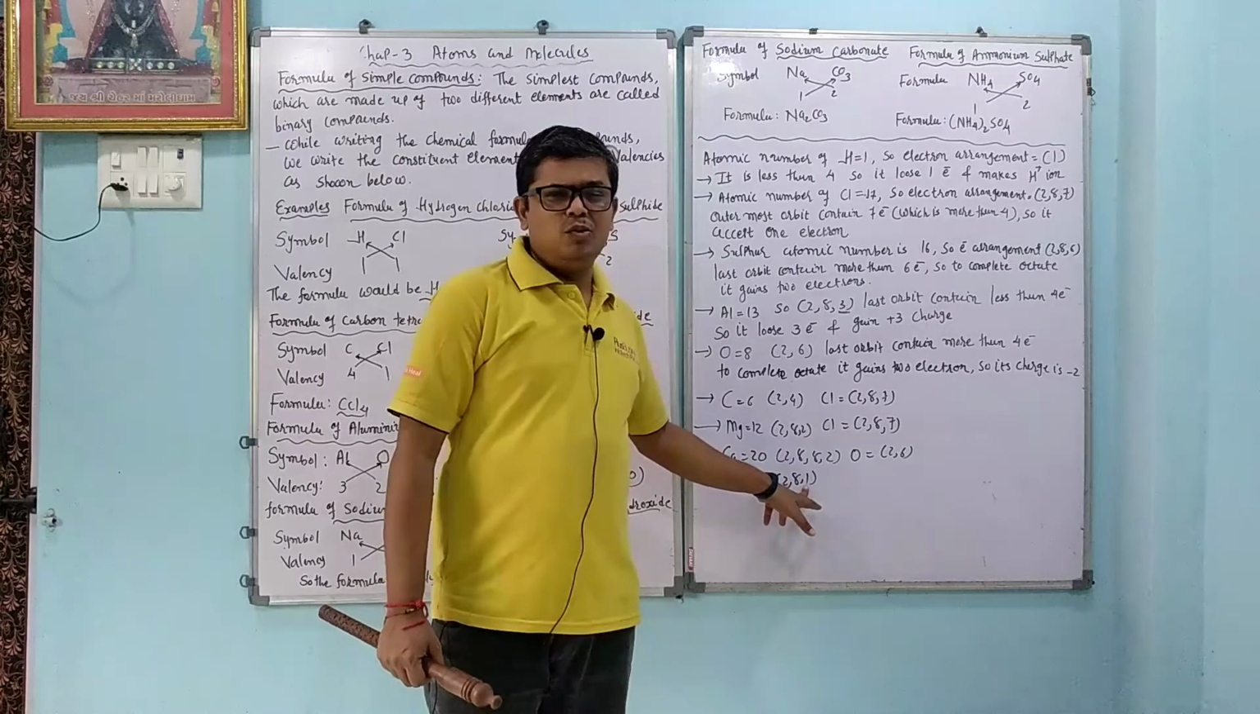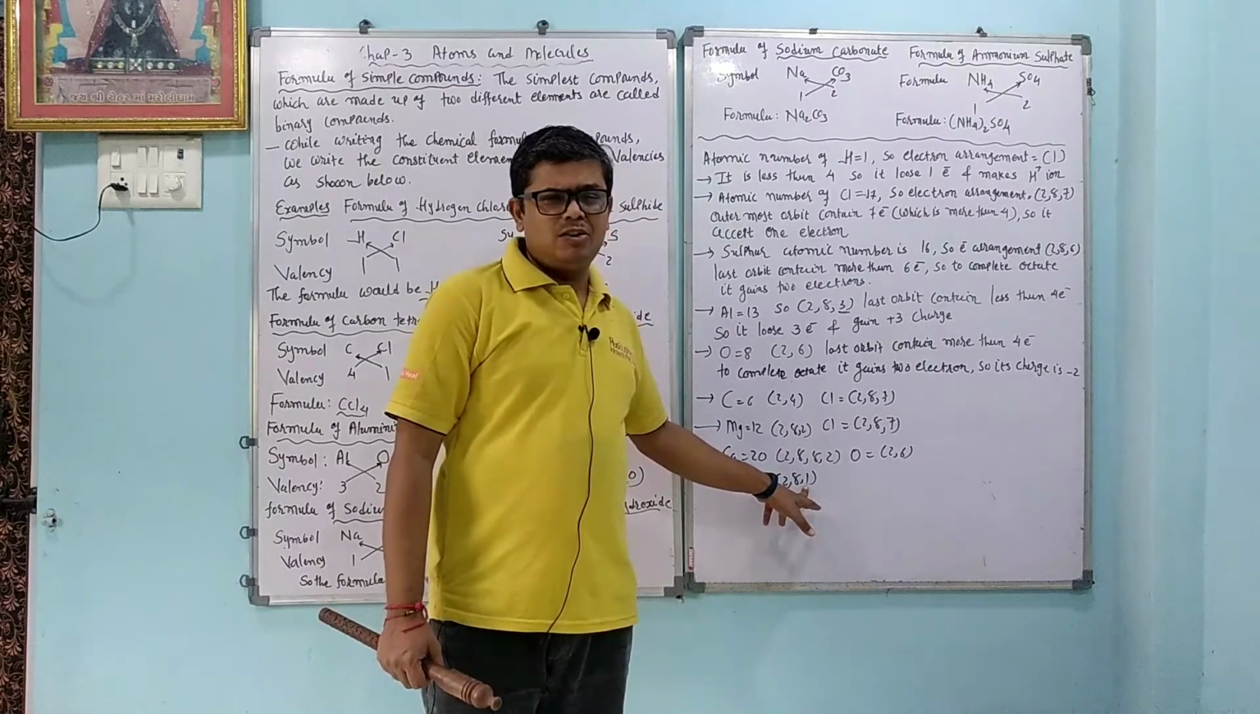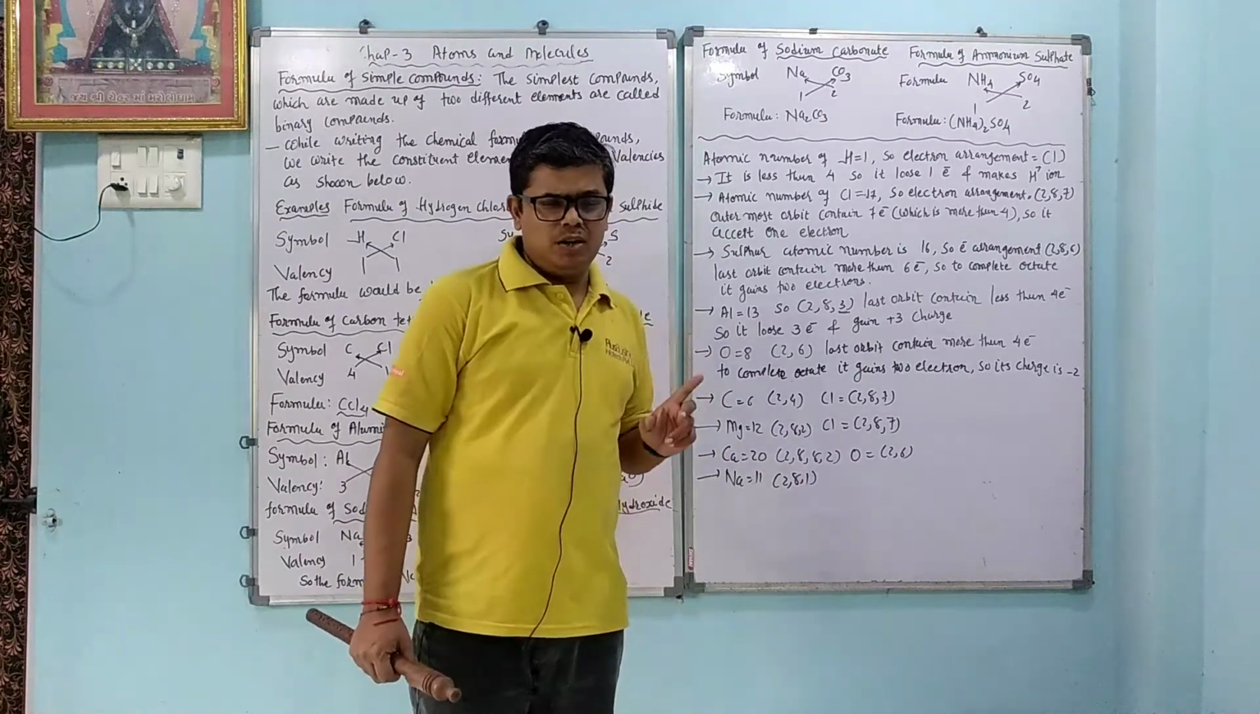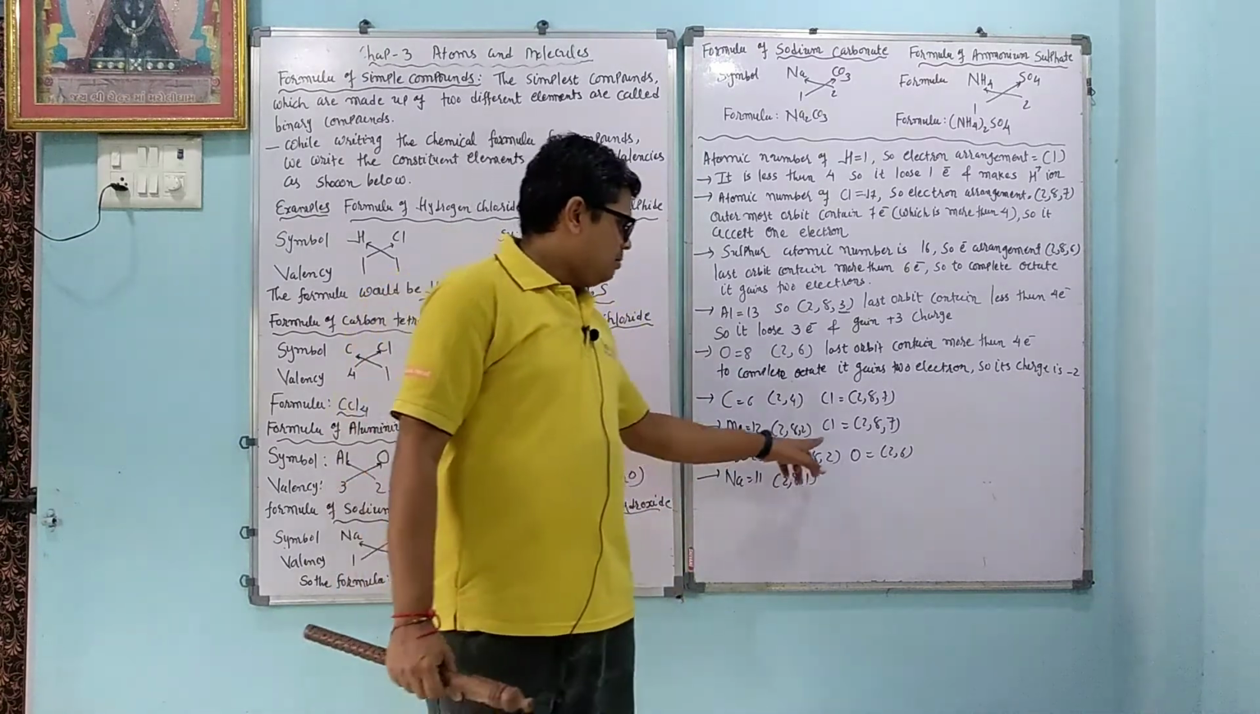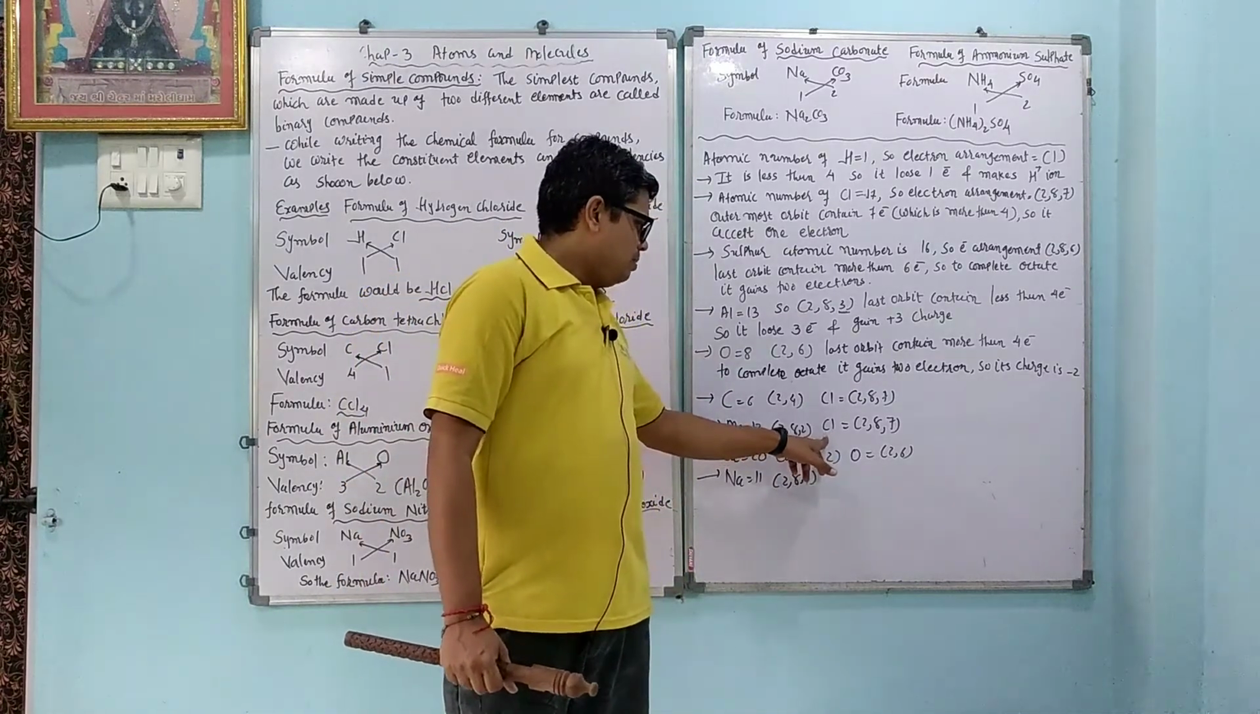It is less than 4, so it loses the 1 electron. So when it loses the 1 electron, its valency becomes 1. We will take the example of chlorine. Chlorine's atomic number is 17.